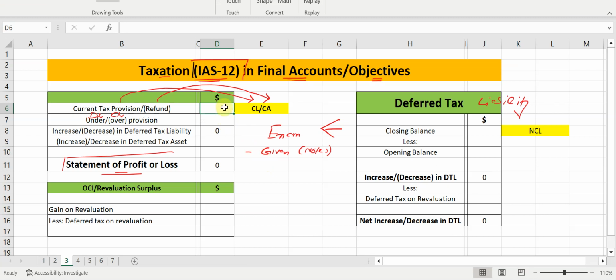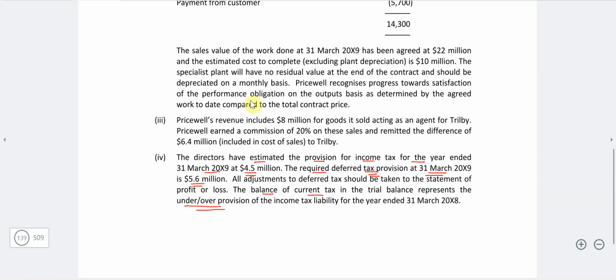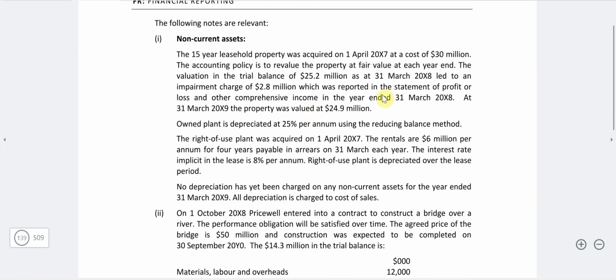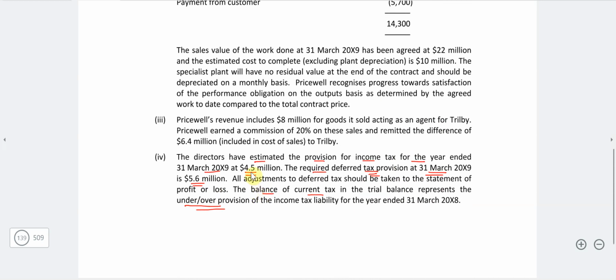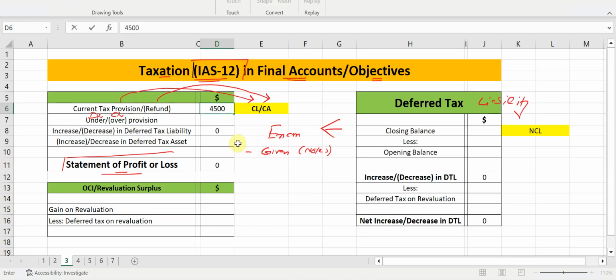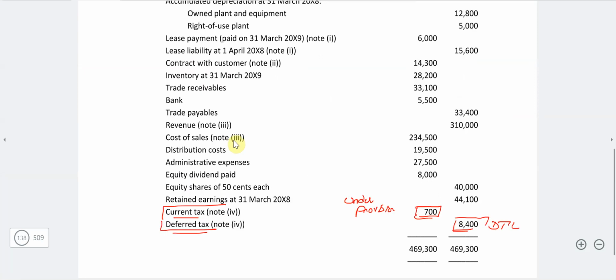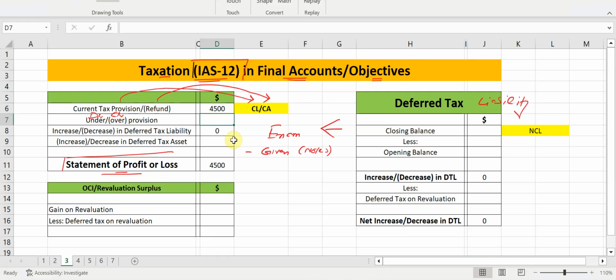So in the exam, if we are doing the working in 000, remember we will be writing 4500 because the trial balance is in 000 as well. So all the workings are in 000. So 4.5 million means that you are going to do it in 000, so 4500. And then we have the under provision, which increases the tax charge, of 700.